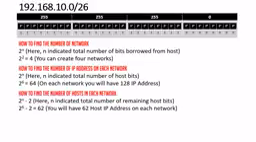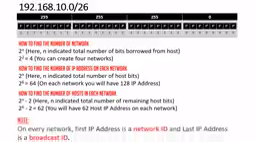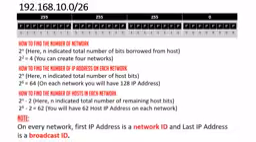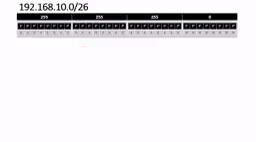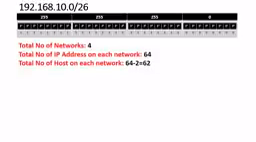Now the question is, why do we subtract 2 here? We subtract 2 because on every network the first IP address is reserved for the network ID and the last IP address is reserved for the broadcast ID, and these two IP addresses you cannot use. Hope the concept is clear. As you can see here, the total number of networks we have is 4. The total number of IP addresses on each network is 64 and the total number of hosts on each network is 62. So hence we have 4 networks.